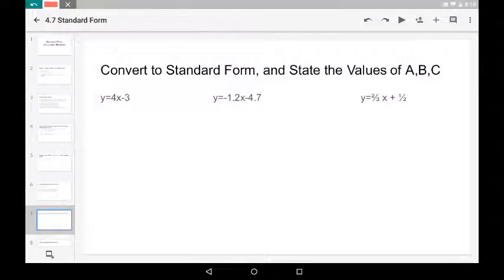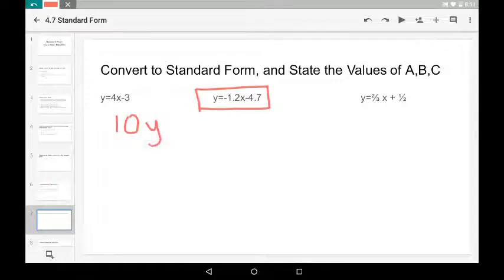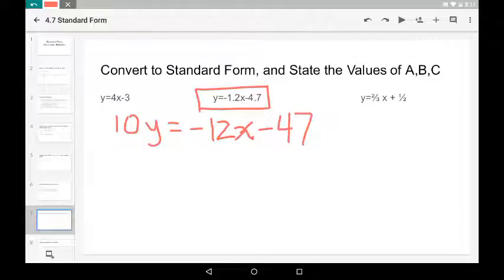Alright, so let's look at the second equation. We have some decimals now. No fractions, so we can skip that step. Clear the decimals. Both of these numbers have one place after the decimal, so I'm going to multiply every single term by 10. So I'm going to end up with 10y is equal to negative 12x minus 47. So I've multiplied 10 times y, 10 times negative 1.2x, and 10 times negative 4.7. So all my decimals are gone now.